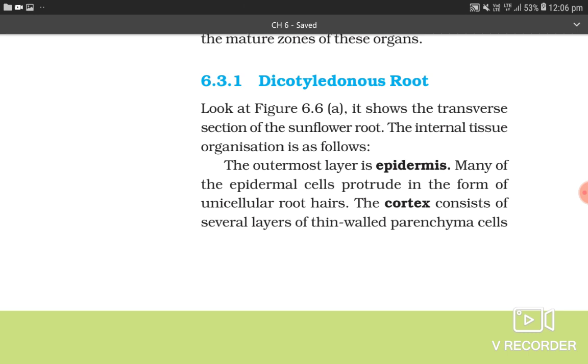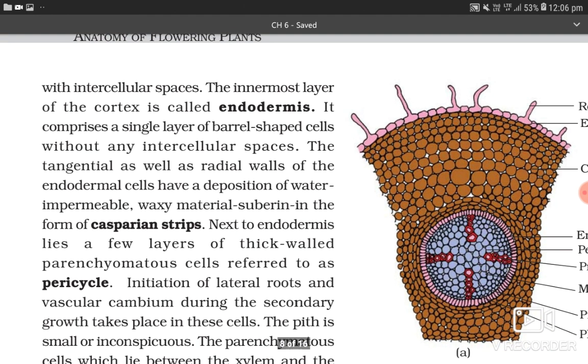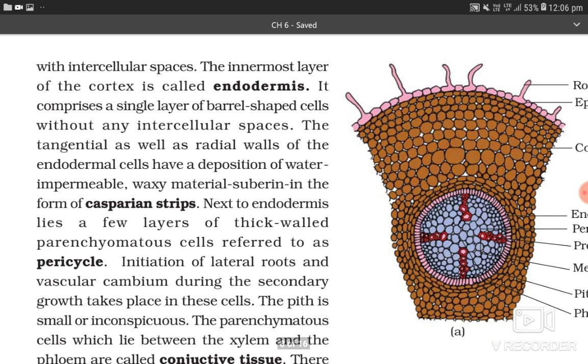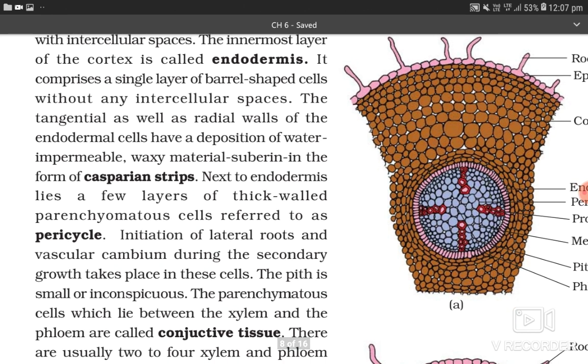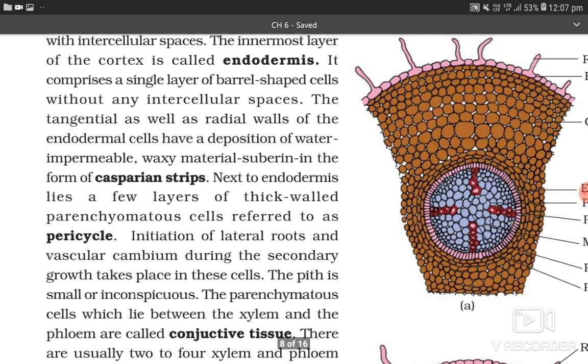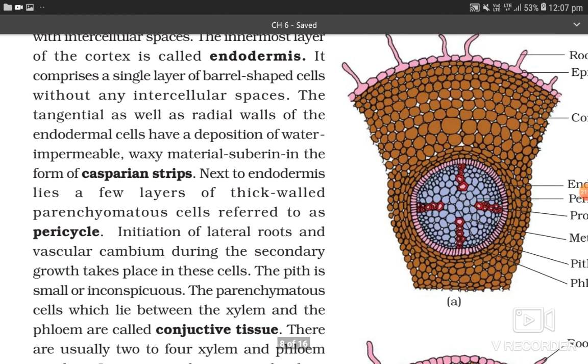The cortex consists of several layers of thin-walled parenchymatous cells with intercellular spaces. The innermost layer of cortex is called endodermis. It comprises a single layer of barrel-shaped cells without any intercellular spaces. The tangential as well as radial walls of the endodermal cells have deposition of water-impermeable, waxy material suberin.